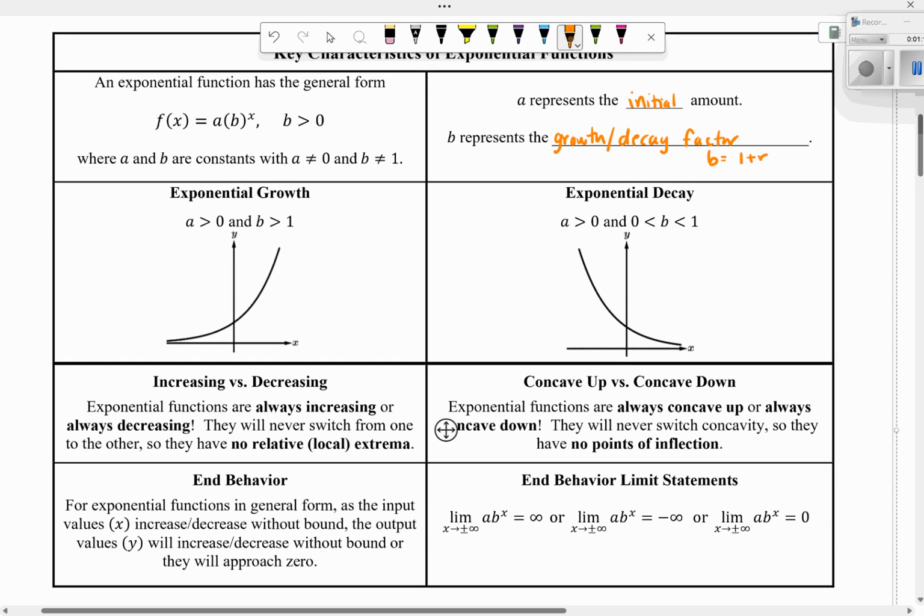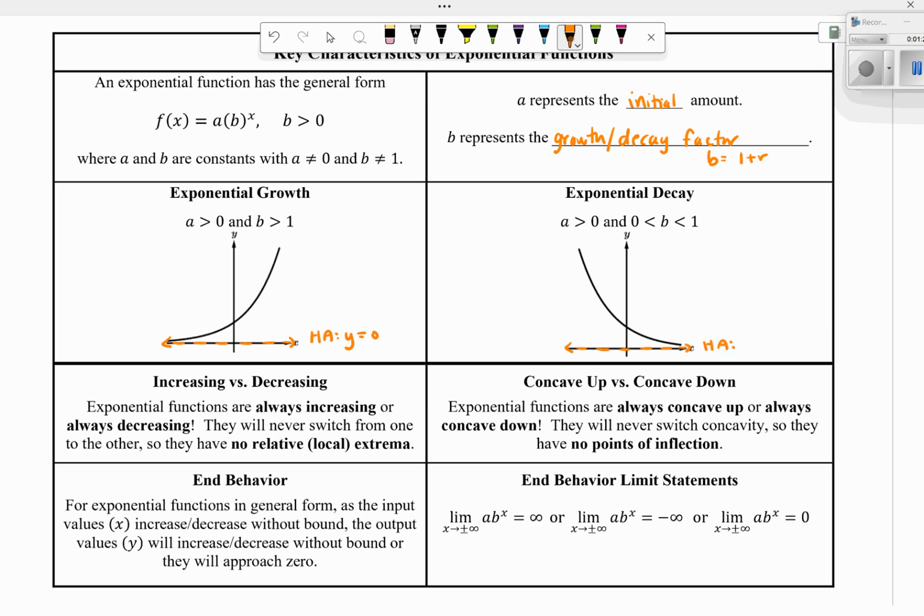Also remember that our exponential graphs do have asymptotes. So this has a horizontal asymptote at y equals 0. And whenever you're graphing, you should always include your asymptote on your graph as well. So for this one, this is exponential decay when your b value is in between 0 and 1.